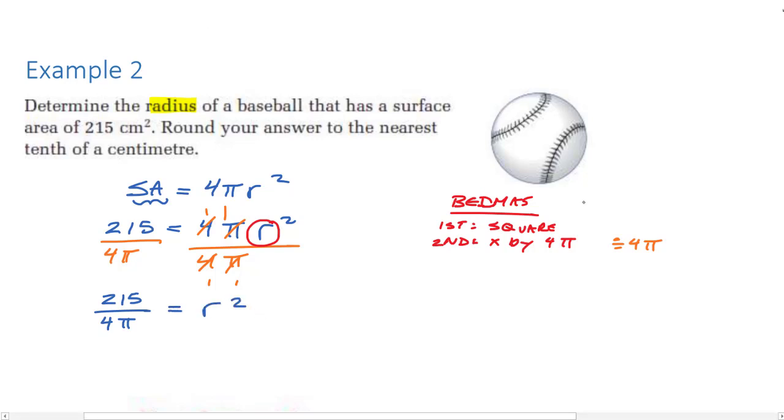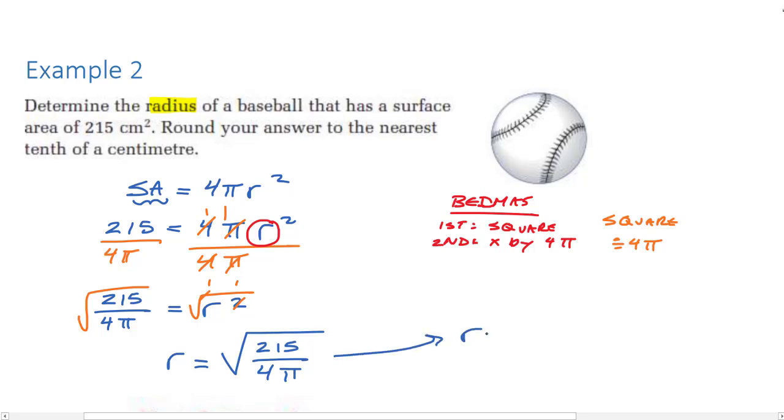All right, so now we have this. What was the inverse operation of squaring? It was to square root. So we're going to take the square root of both sides. Remember, when we take the square root of this side, it cancels out the square. And we have to square root that side. So this is what we punch in our calculator: the square root of 215 divided by 4 divided by pi. And if you do that, the radius is approximately 4.1 centimeters. All right, so there's an example where you have to work backwards. That's all. All right, so try the questions, and there's one more lesson to go.